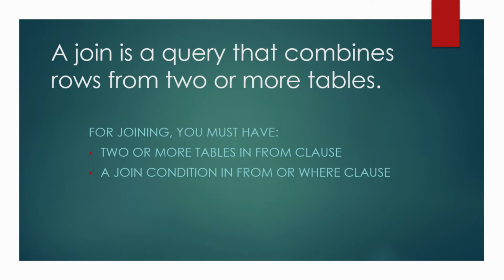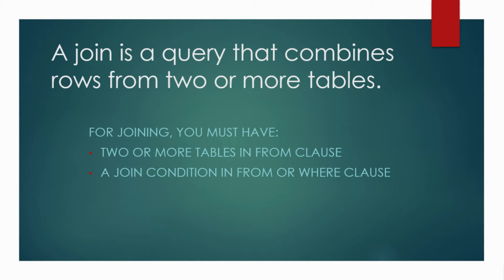And for joining, you need to have two main things. What are those two main things? The first one is two or more tables in the from clause. That means definitely for your query, you need to define what tables you want to join, correct? And you need to also define a join condition in the from or where clause. So in some queries you can define the join condition in the from clause, and in some queries you can define the join condition in the where clause.